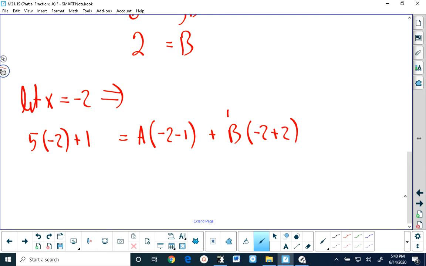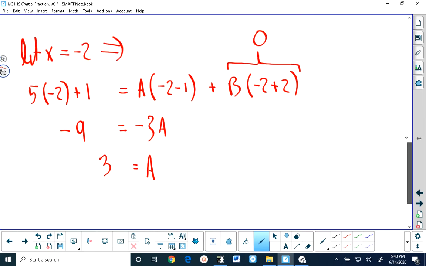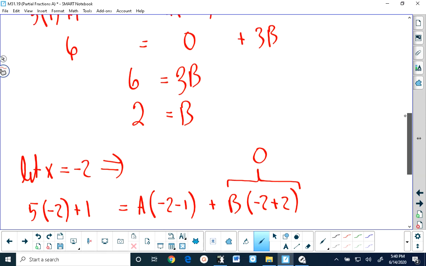Again, a similar thing happens this time with the b term. The b term becomes 0, and what we are left with is 5 times -2 plus 1, which gives us -9, equals -3a. That tells us now that a is equal to -9 divided by -3, which is 3. So if I scroll up here just to remind you what b was equal to, b we found was equal to 2.